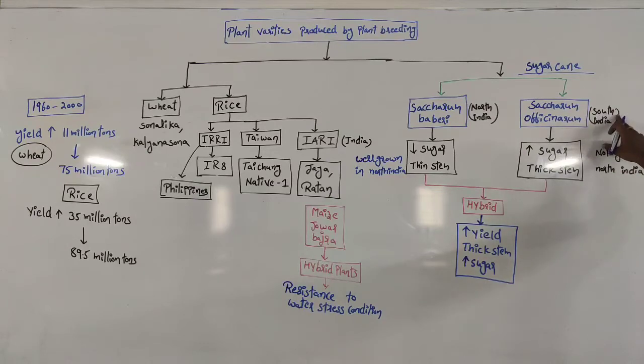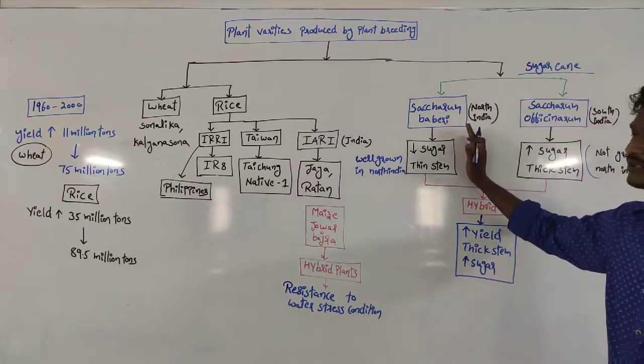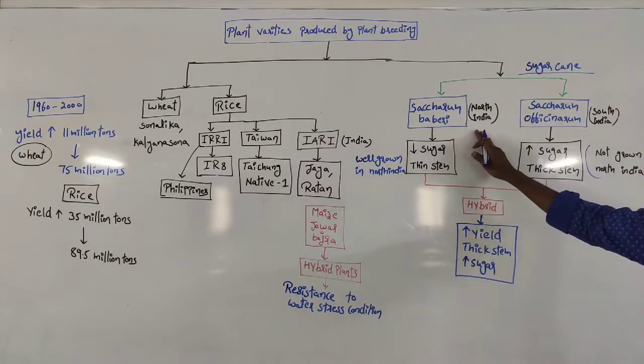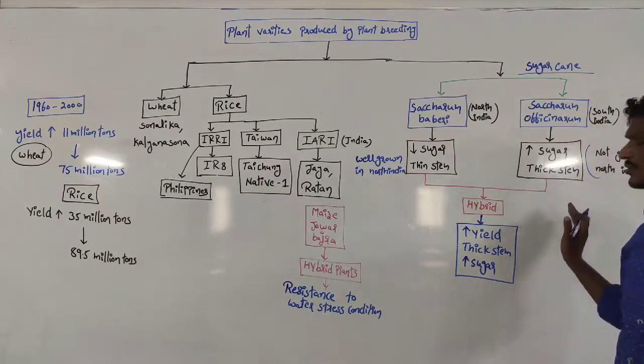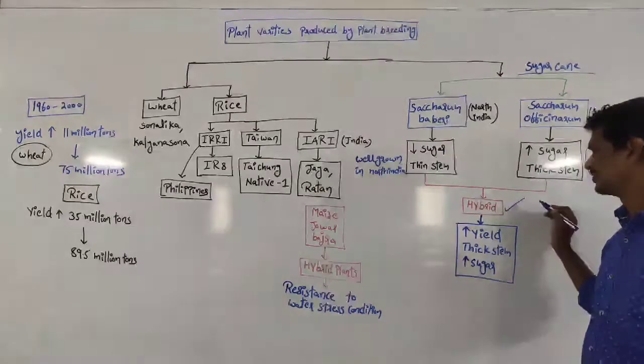Then Saccharum officinarum is one of the South Indian varieties. Here high sugar content and a thick stem are there, but it is not grown in North India. It grows well in South India. When North Indian farmers try to cultivate Saccharum officinarum, this variety does not grow. After that, between these two, scientists did the hybridization process.